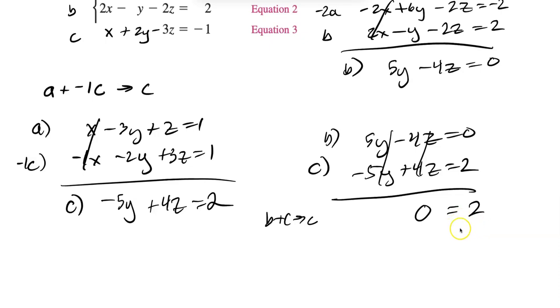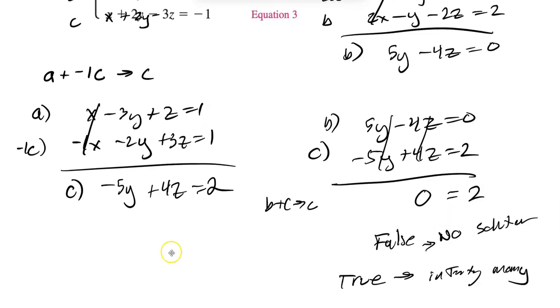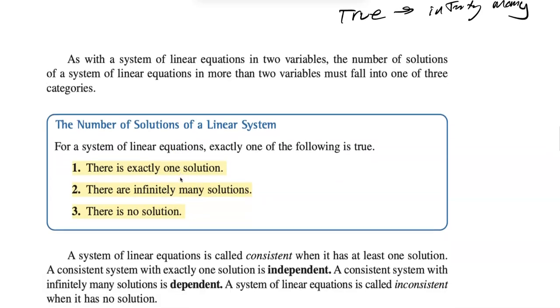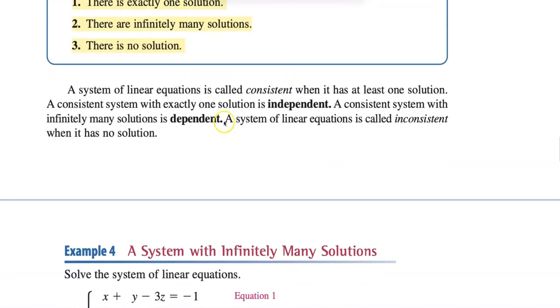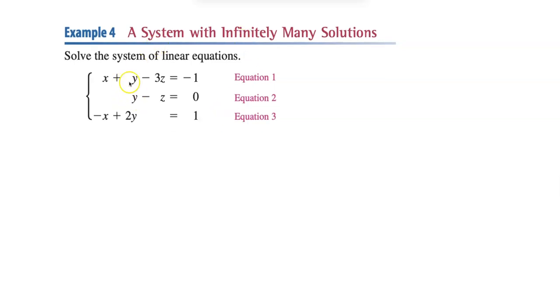Well, just like before, if you get a false statement, that's no solution. If you get a true statement, then it's going to be infinitely many solutions. So let's look at it, right? Just like when we do equations of normal lines, you have exactly one solution, infinitely many solutions, or no solutions. So it works the same way, even if it's 2 variables or 3 variables with 3 equations. Independent, same thing.